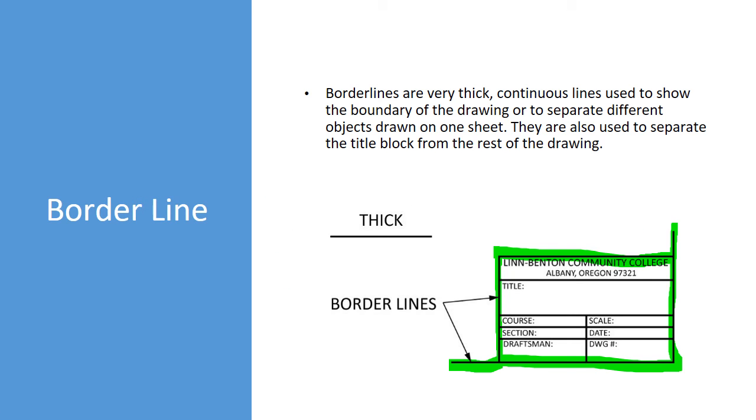Border lines are very thick, continuous lines used to show the boundary of a drawing or to separate different objects drawn onto one sheet. They are also used to separate the title block from the rest of the drawing. So this is a border line. It's the outline of the drawing. So you can see here that they used border lines to separate the title block from the rest of the drawing.